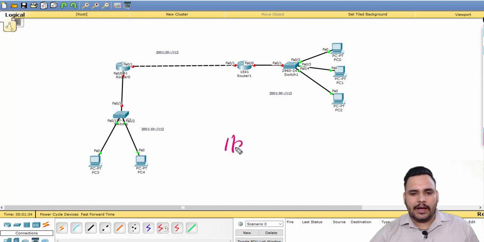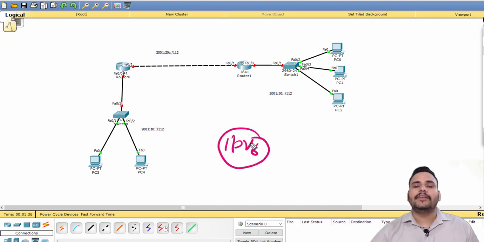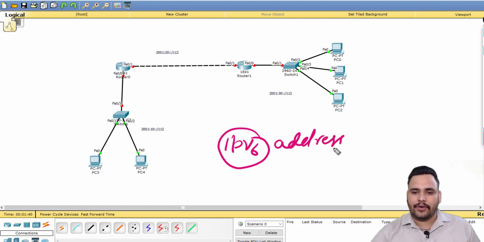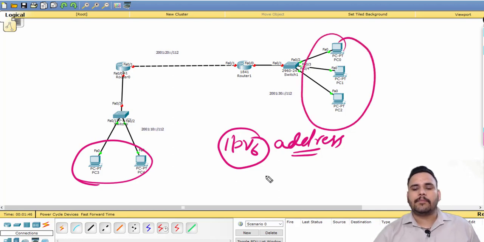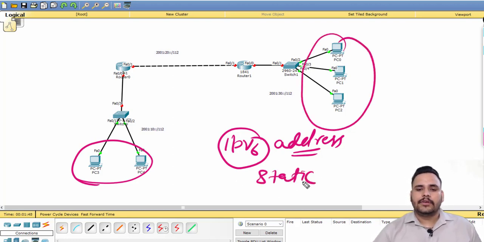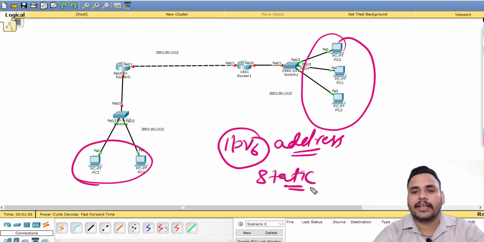So in our theory part we have discussed IPv6, like what is IPv6 and how to configure an IPv6 address. Now I have to ping this network with the help of a static route. In the last video we configured IPv4 static routing. Now we are going to configure IPv6 static routing.